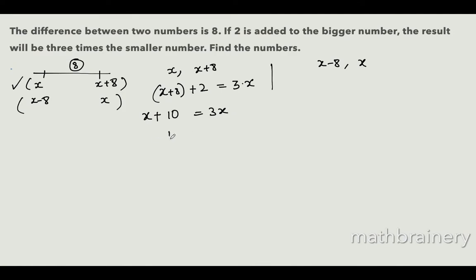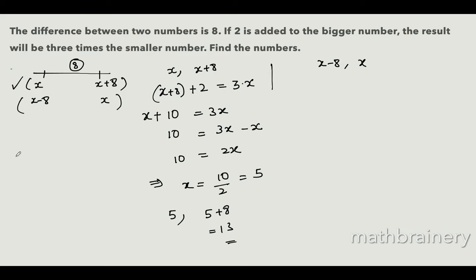Let's transpose the like terms. You have 10 is equal to, if I bring this x on the LHS towards RHS, this will be 3x minus x. That means you have 10 is equal to 2x. If I have 10 is equal to 2x, I can write x as 10 over 2, which is 5. So I have the smaller number as 5, then the bigger number will be 5 plus 8, which is 13. So the required two numbers are 5 and 13.